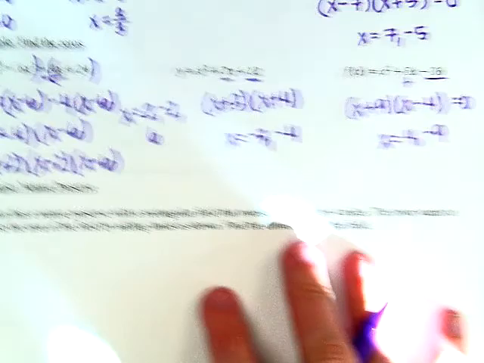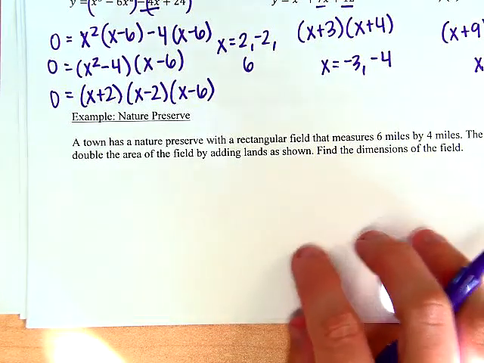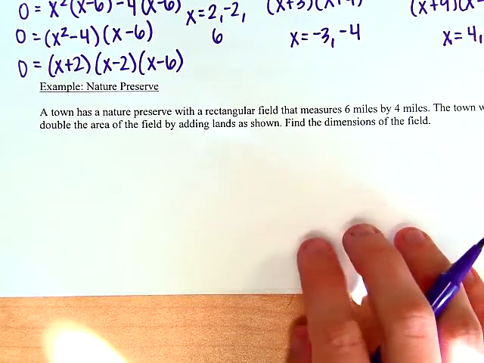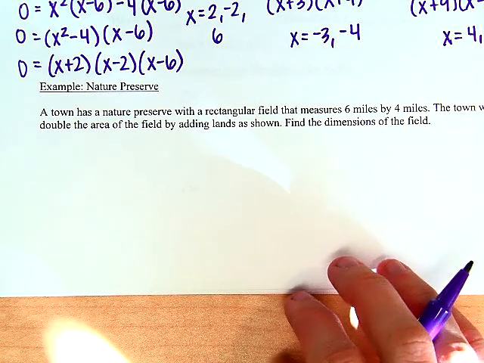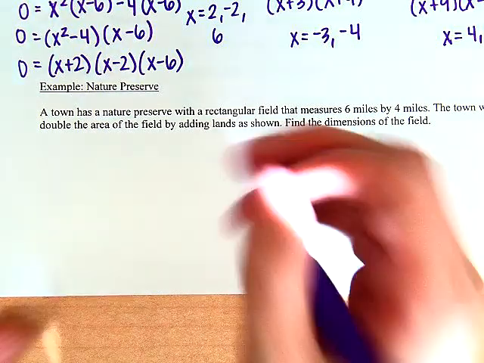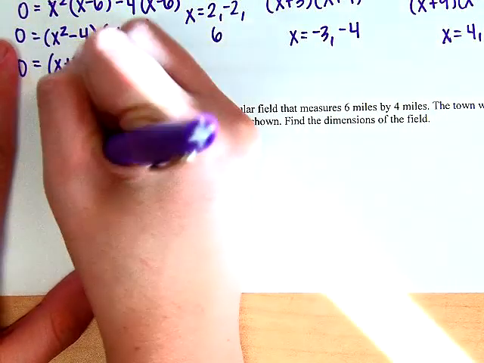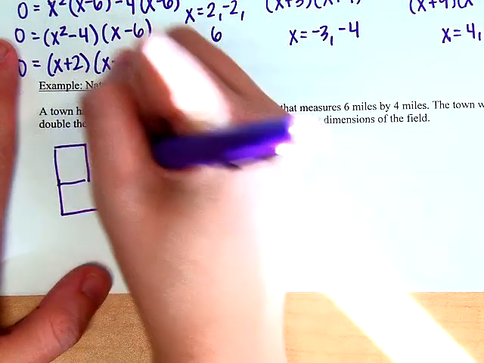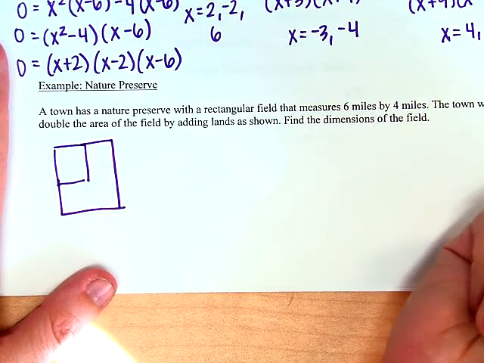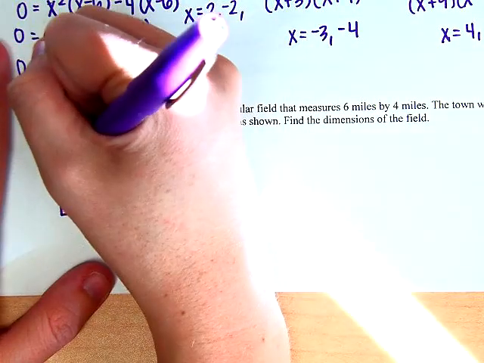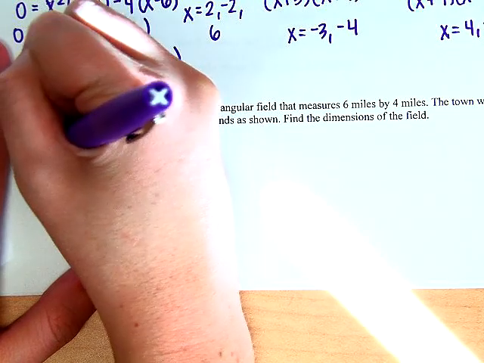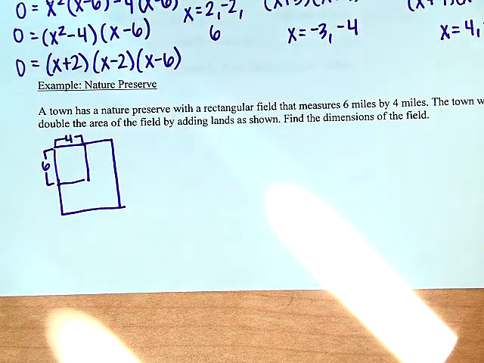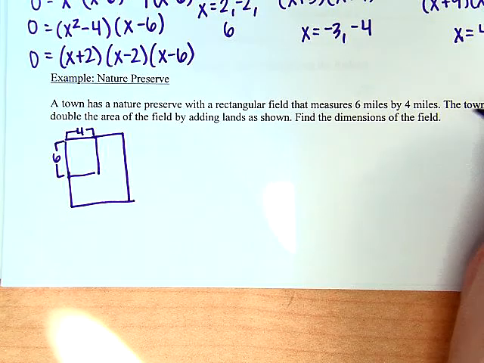One more here for you. The town has a nature preserve with a rectangular field that measures 6 by 4 miles. The town wants to double the area of the field by adding land as shown. So we got our current field, and we want to double it. We want to make it even bigger. Here's my current field, which is 6 by 4. And I want to double this thing.